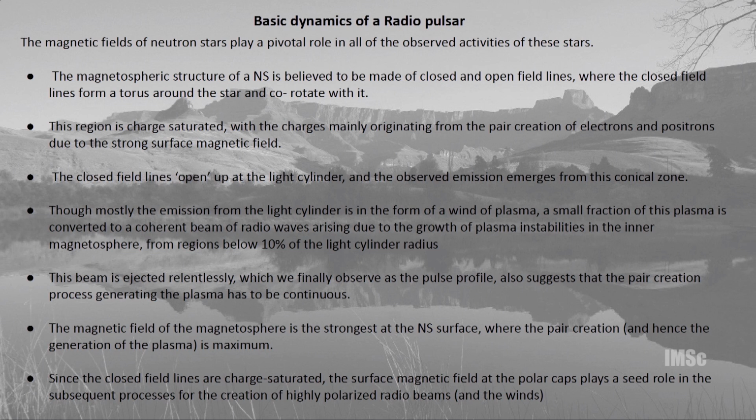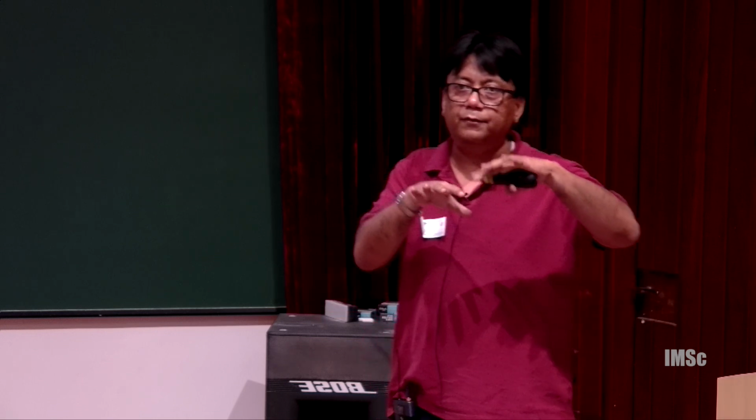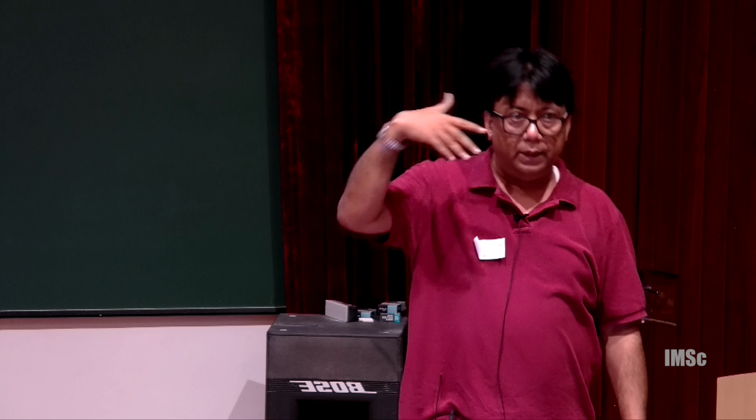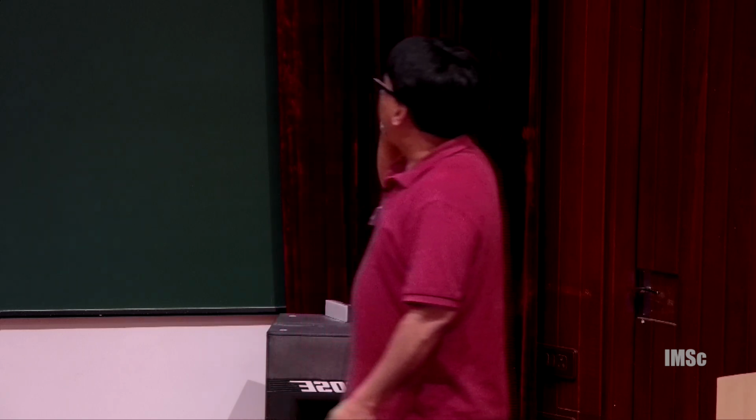We do measure them, and we make our models based on that. When we think of a dipolar structure, we have areas called the closed field lines, and areas called the open field lines. The closed field lines are the areas that are charge saturated, because the strong magnetic field leads to pair creation and fills up the whole space with charge density. The density is called the Goldreich-Julian charge density.